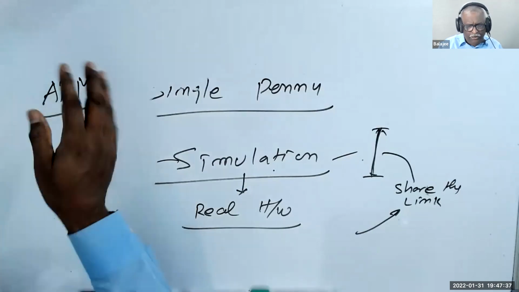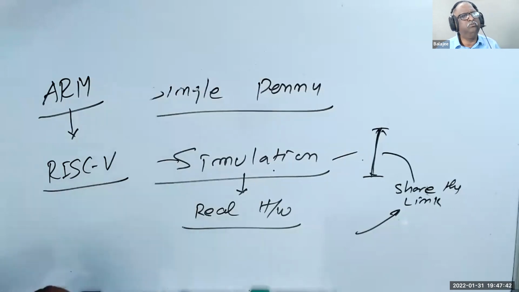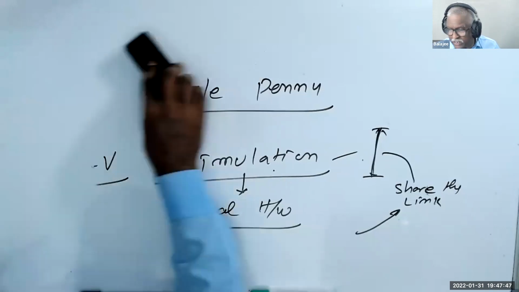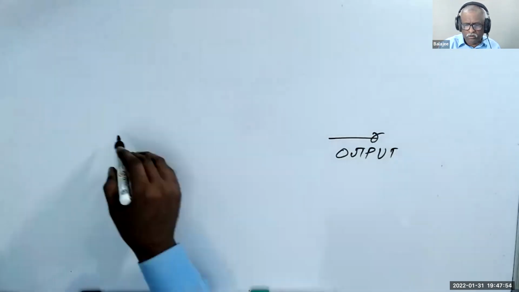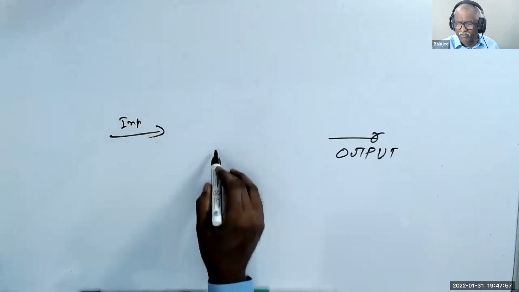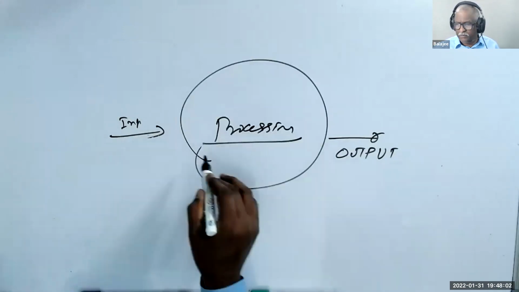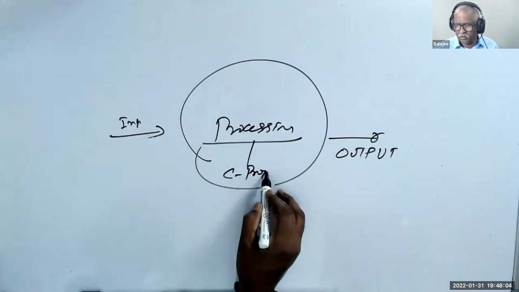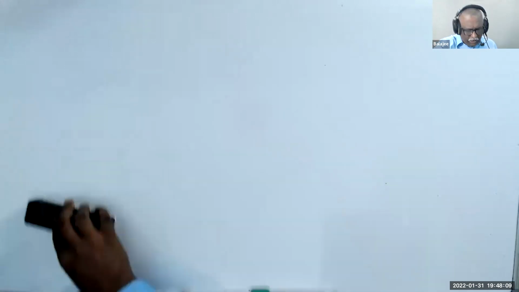You can even start with RISC-V, the latest one. This is going to be famous tomorrow. Use any processor, all are the same. Once again, I'm telling you that you are trying to give importance to the input and output, but I am giving importance to the processing, which is nothing but C programming. So you can use any simulation software if you know it.